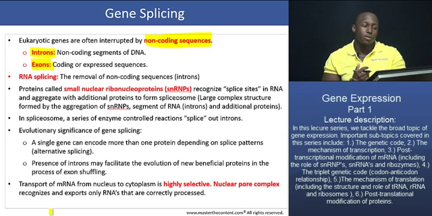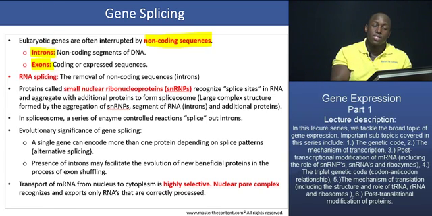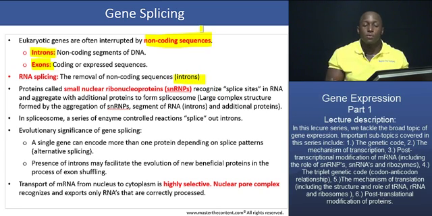And that's what we call gene splicing. Okay? It's the removal of non-coding segments that we call introns from mRNA. So this is part of maturation. This is another step that mRNA has to go through before it's actually a finished product and can be used in translation.